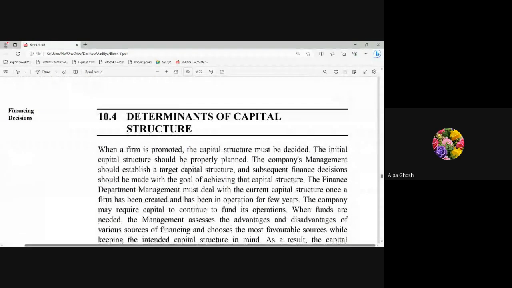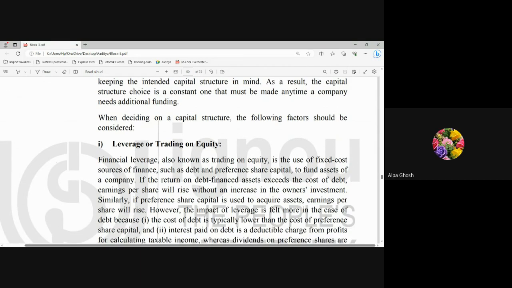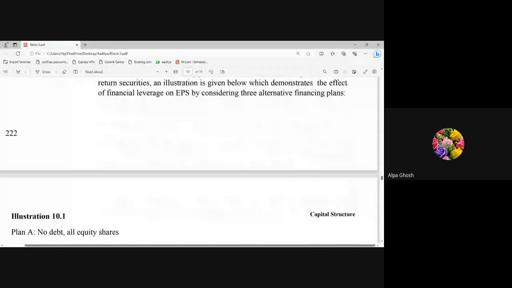Now, what are the determinants of capital structure? The first determinant is leverage or trading on equity. I explained what leverage or trading on equity is. When the shareholders want to have more and more profit through the use of more debt in the business, we can have more debt employed in the capital structure.